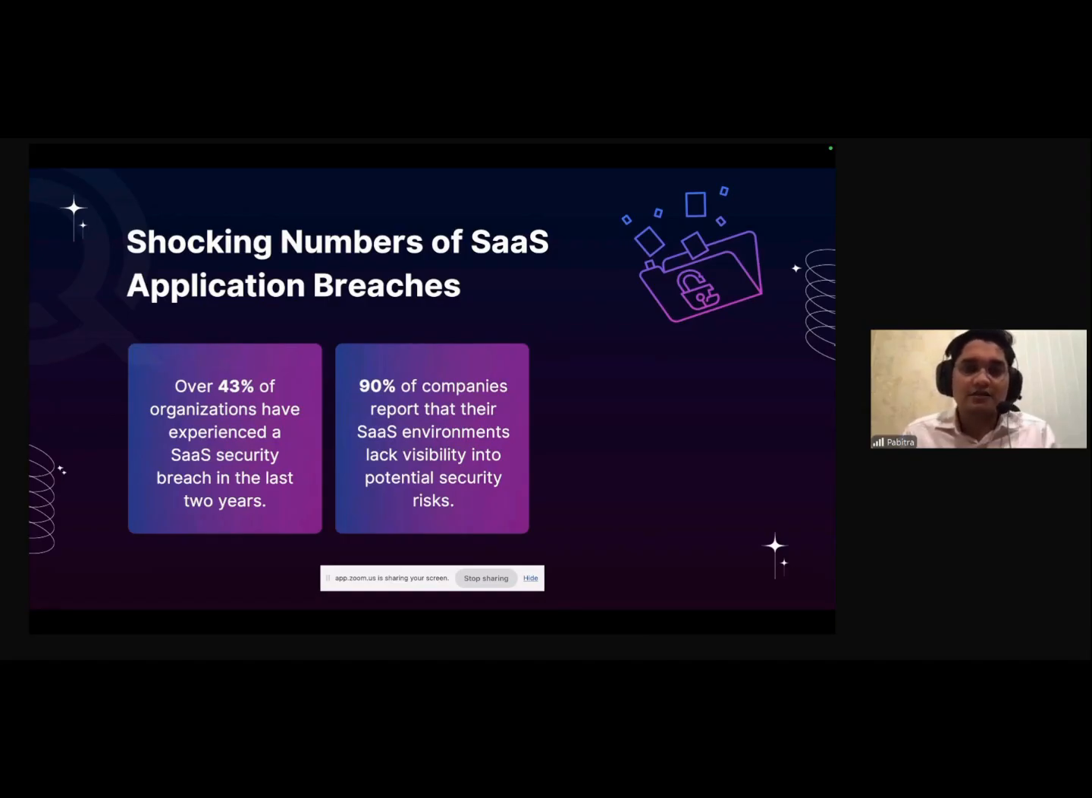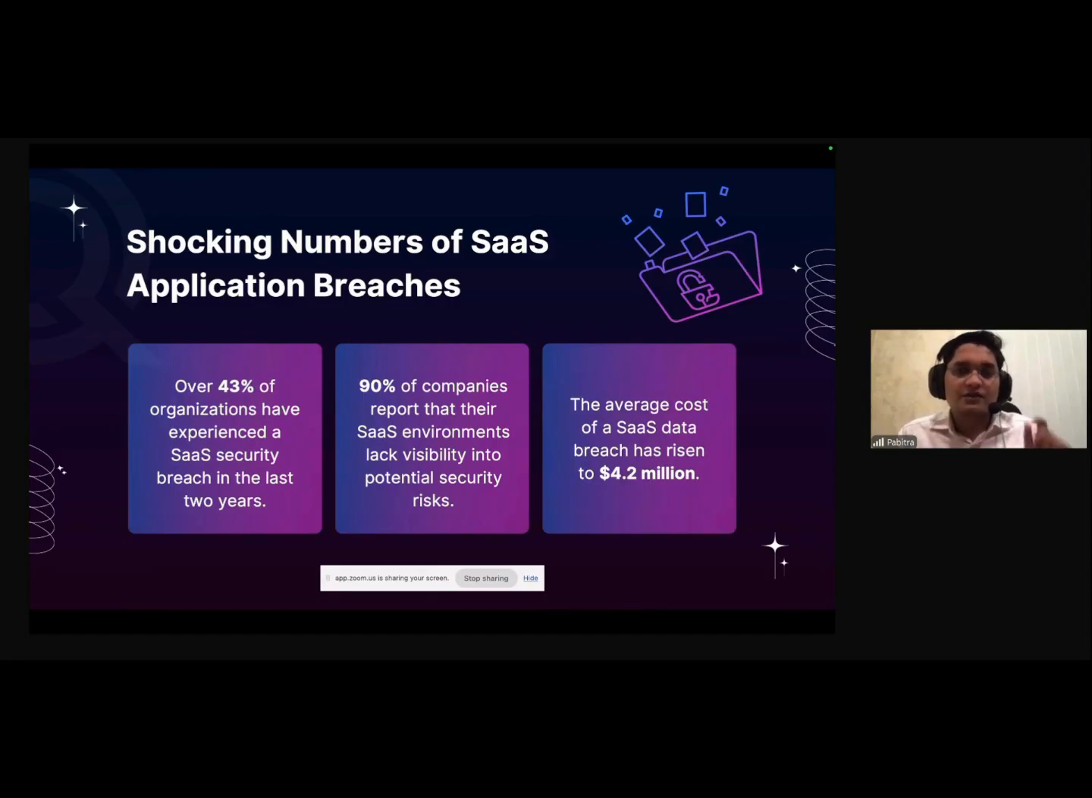90% of SaaS companies report a lack of visibility into their security risk. They feel the visibility is very minimal, and they can't confirm that they are 100% secure. The average cost of a SaaS data breach is almost 4.2 million US dollars. This is the average cost of a SaaS application breach.